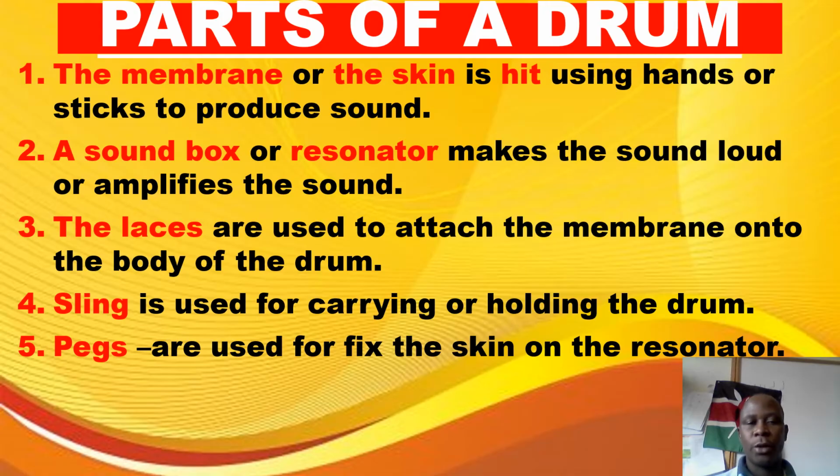Let's look at the functions. The membrane or skin membrane is hit using a hand or a stick to produce a sound. A sound box or a resonator makes the sound louder, or amplifies the sound. The laces are used to attach the membrane onto the body of a drum. The sling is used to carry or hold the drum when playing it. The pegs are used to fix the skin membrane on the resonator.